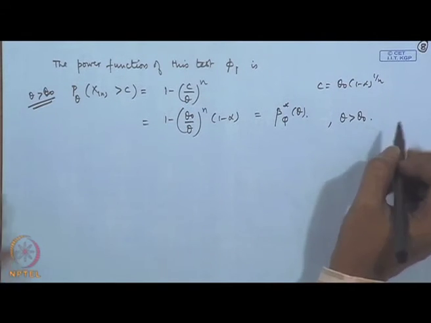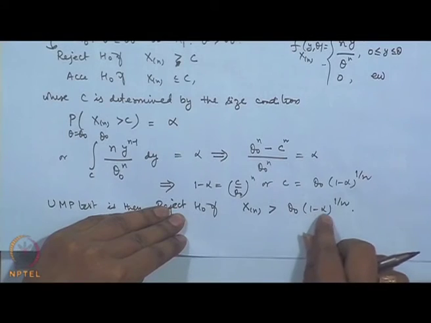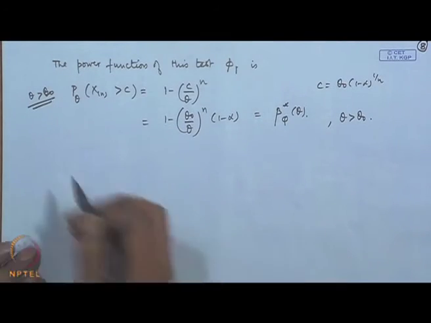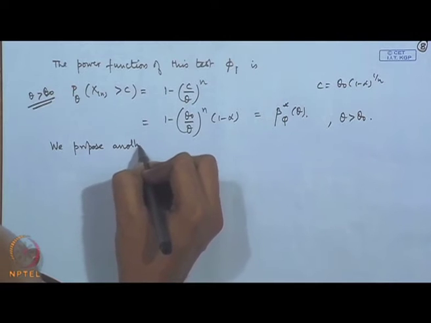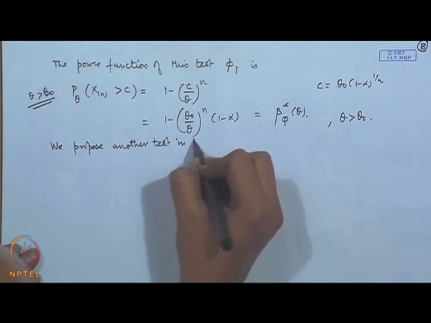Here I would also like to give one example. We have derived, using the theorem I gave in the last class, that for families with monotone likelihood ratio, the UMP test has a particular form for one-sided testing problems. Using that, we are able to exactly derive the form of the UMP test as x(n) greater than theta naught times (1 minus alpha) to the power 1 by n. Let me call it phi 1. Now, we propose another test in this case.